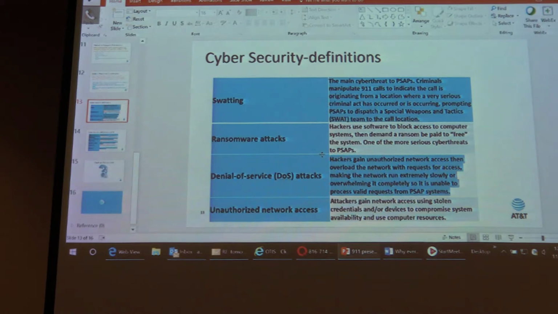But how many people do we have there today? How many PSAPs are there? I don't know, there's 40 people in the room probably. Oh my gosh. Well, yeah, I know this.